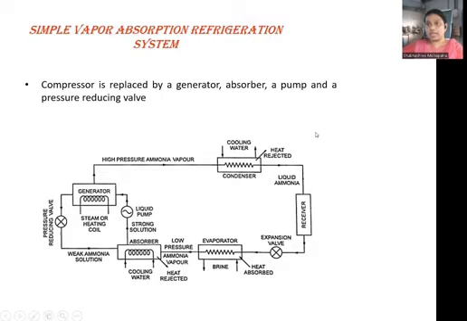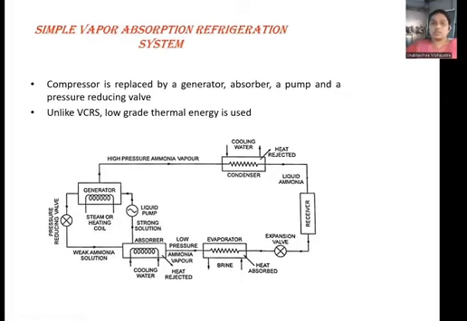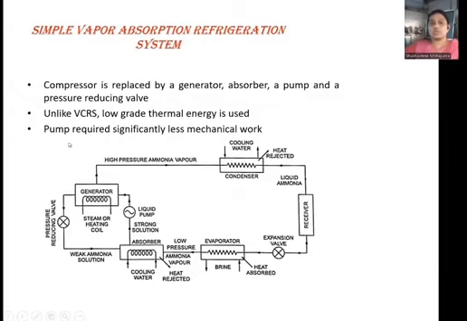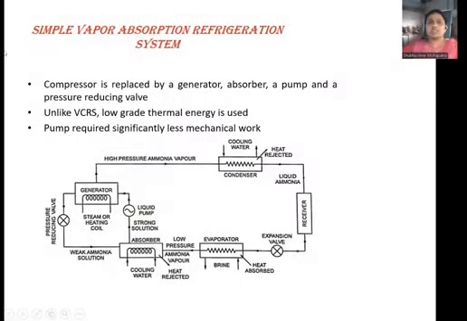In case of VARS, we are replacing the compressor by one generator, one absorber, one pump, and a pressure reducing valve. Unlike VCRS, here we are using a low-grade thermal energy system. At the generator, the waste steam from the plant or any solar energy can be used. In this case, we are using one pump, which requires very little mechanical work. So let's discuss the working of the simple VARS system.